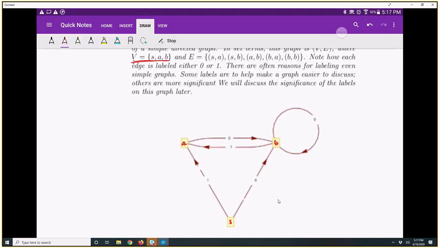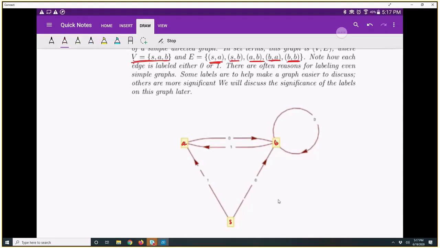We have an edge initiating at S and terminating at B, so we have S, B. Initiating at S and terminating at A, so we have S, A. Initiating at A and terminating at B, so we have A, B. We also have an edge initiating at B and terminating at A, so we have B, A. And we have a loop from B to itself, so we have B, B.